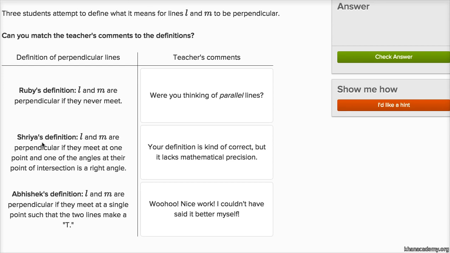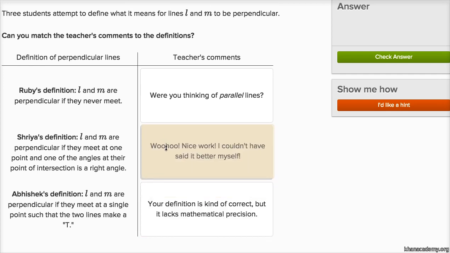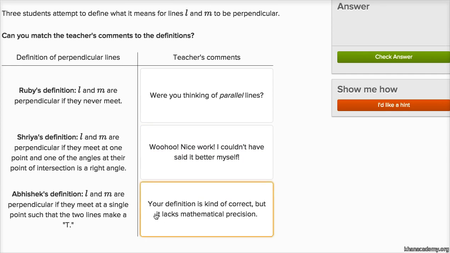I also get Shreya's definition. L and M are perpendicular if they meet at one point and one of the angles at their point of intersection is a right angle. Well, that seems spot on. So let's see. I would say, woohoo, nice work. I couldn't have said it better myself. Now let's just make sure this comment matches for this definition.